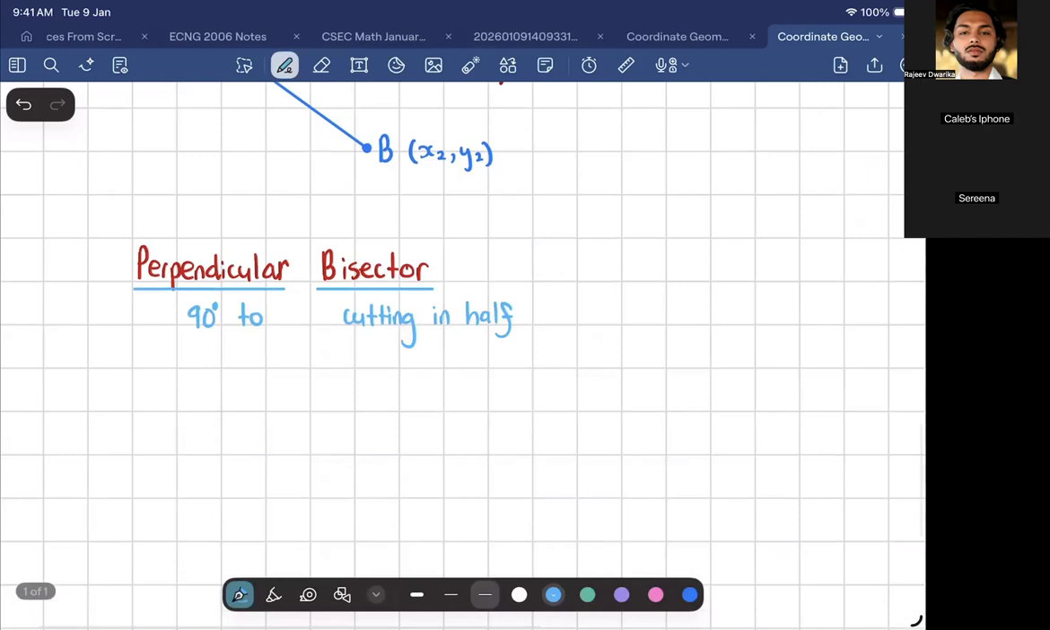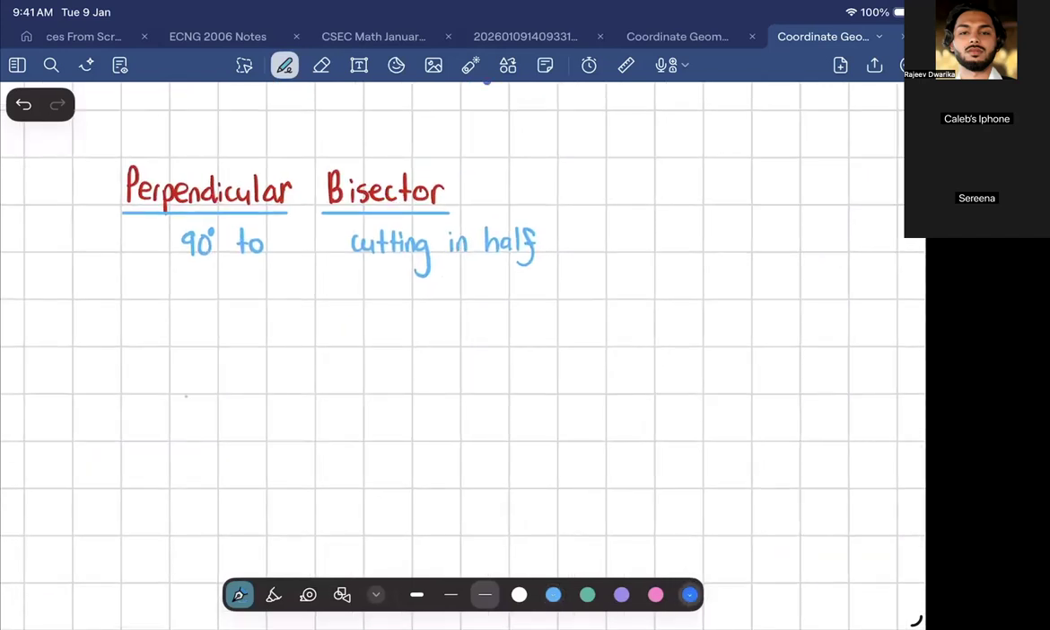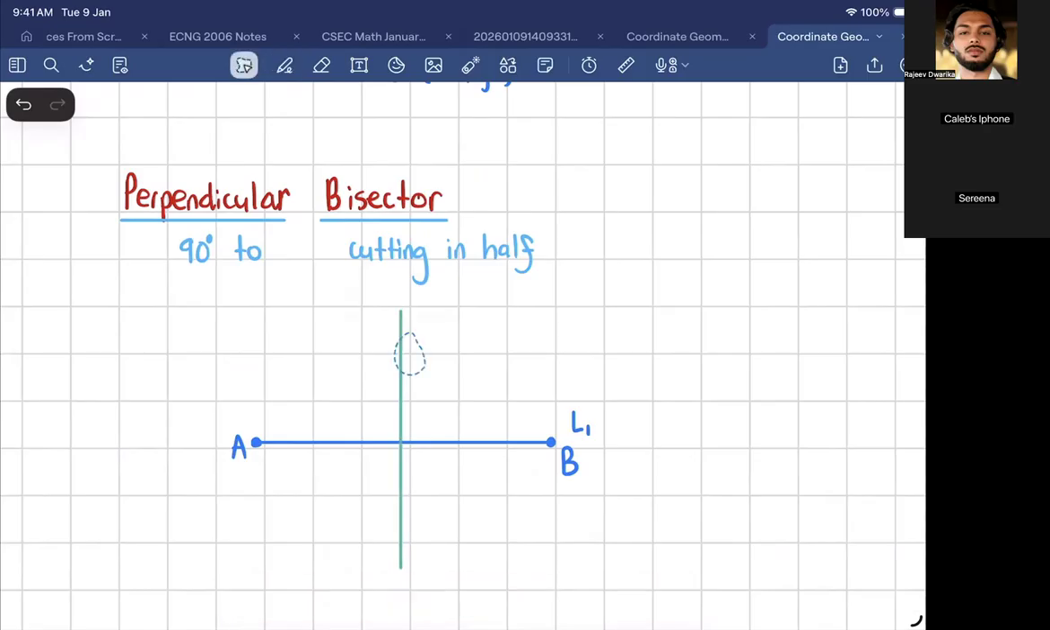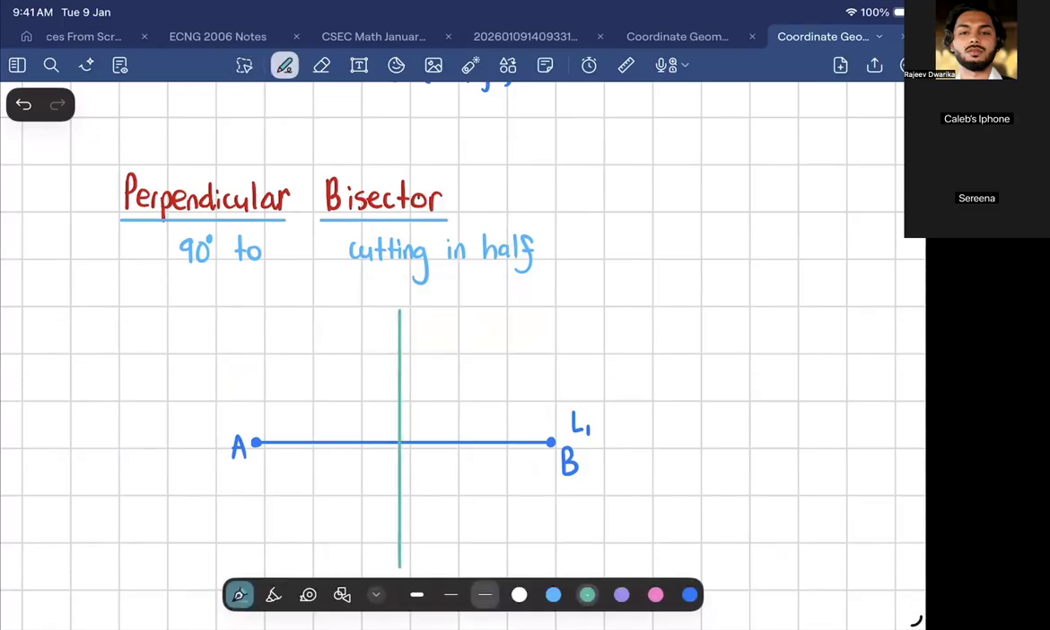So let me show you what this perpendicular bisector thing is about. Let's just say you had a line segment. This is A, and we're going to B. And we could call this line 1. All right, so look at this, right? Where does the green line cut the blue line? It cuts it at the what point? The midpoint. Exactly, that's number 1.